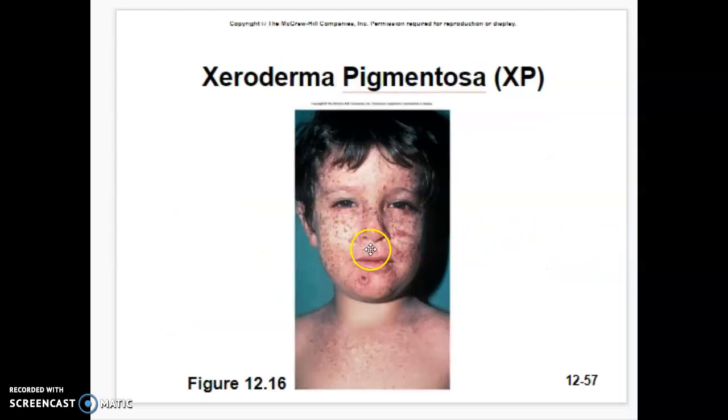This is UV radiation causing thymine dimers. The protein that's supposed to cut those out doesn't work right. And so when you go through replication and hit one of those thymine dimers, you stop replicating your DNA. So that cell can't function anymore, and so it doesn't grow.